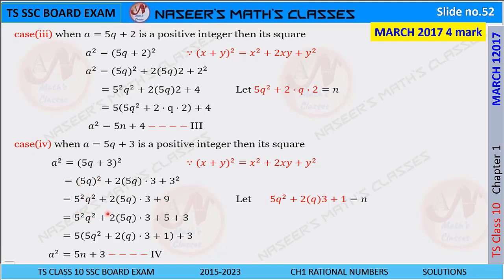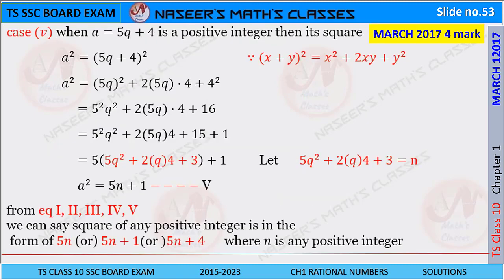From this, we write 9 as 5 + 4. From these 3 terms we take out 5 common, then we can write it as 5 times (5q² + 2q times 3 + 1) + 4. Now let 5q² + 2q times 3 + 1 = n. Then we can write it as a² = 5n + 4. Let this be equation 4.